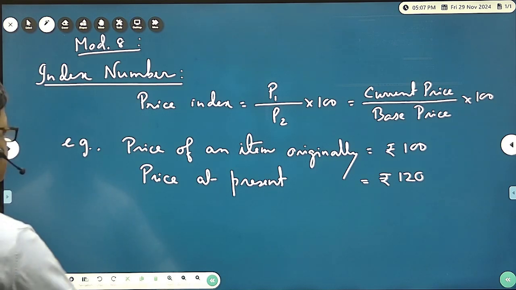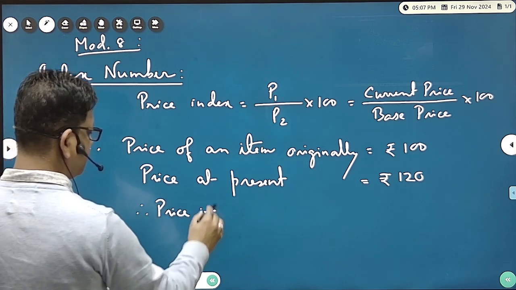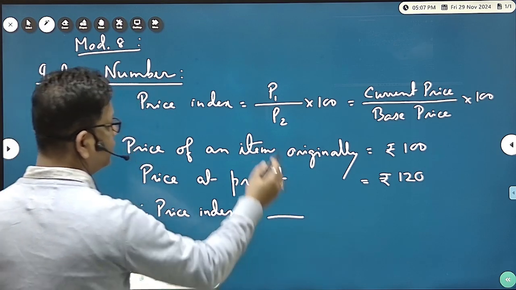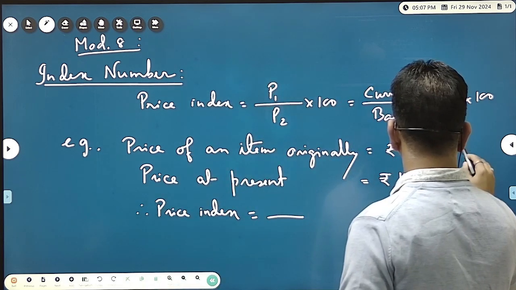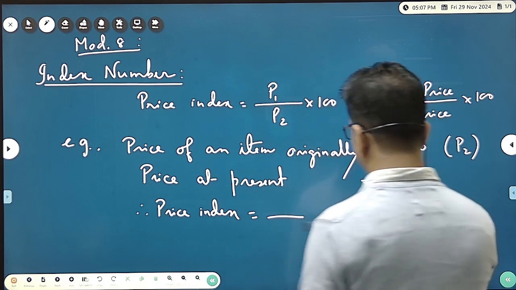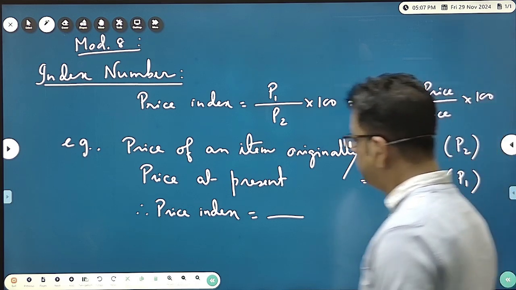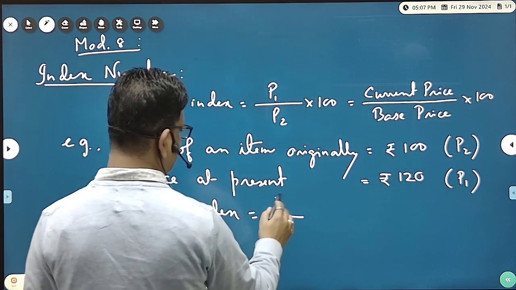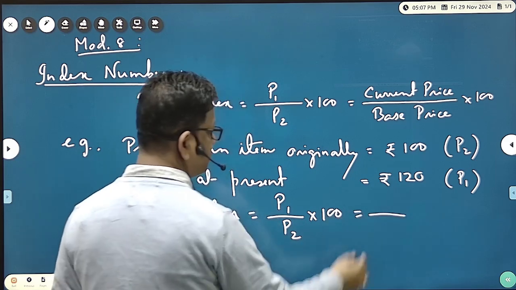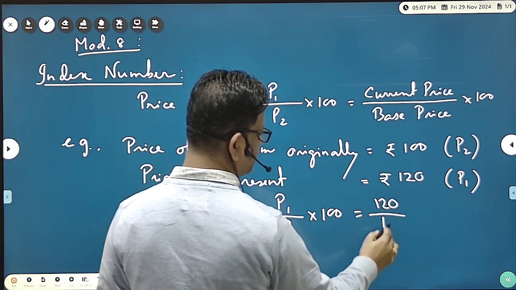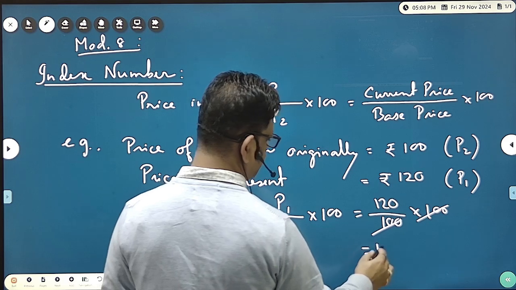So in that case, this is the formula to get price index. Price index is just, you have to put this original price, which is called base price, denoted by P2. The current price at present is considered as P1. So to get the price index, it is just P1 by P2 multiplied by 100. So P1 is 120, P2 is 100, to be multiplied by 100. Now this 100 can cancel, so it is 120.